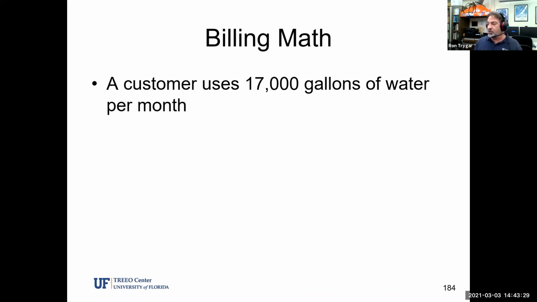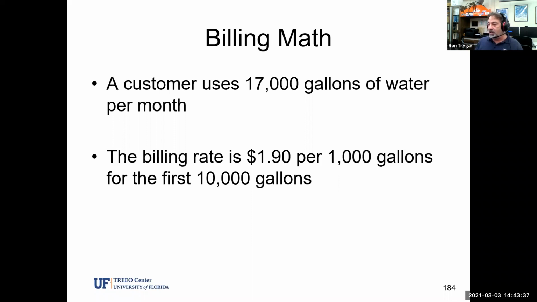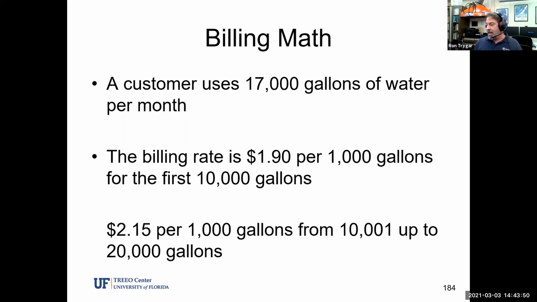So if a customer uses 17,000 gallons of water per month, let's just use this example. And the billing rate for this water is $1.90 per 1,000 gallons for the first 10,000 gallons. So anything up to 10,000 gallons is $1.90 per 1,000. And then anything over the 10,000 gallons up to 20,000 gallons is billed at $2.15 per 1,000 gallons. So you kind of see some differences here on how this is going to work out.